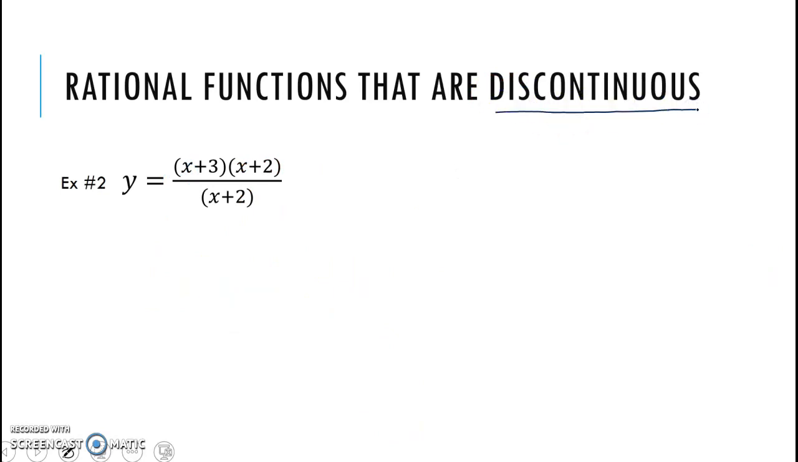And this is an example of a function that's discontinuous. In other words, I'm going to have to pick up my pencil to draw part of the graph. It's kind of misleading because if we cancel these x plus 2's out, it looks like this is going to be the same thing as y equals x plus 3.